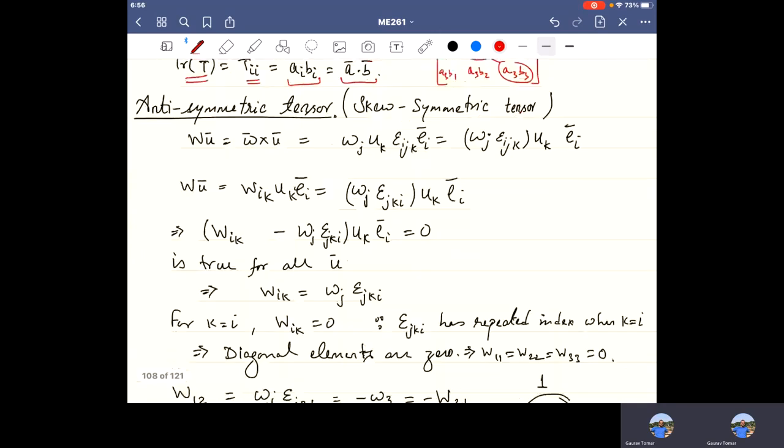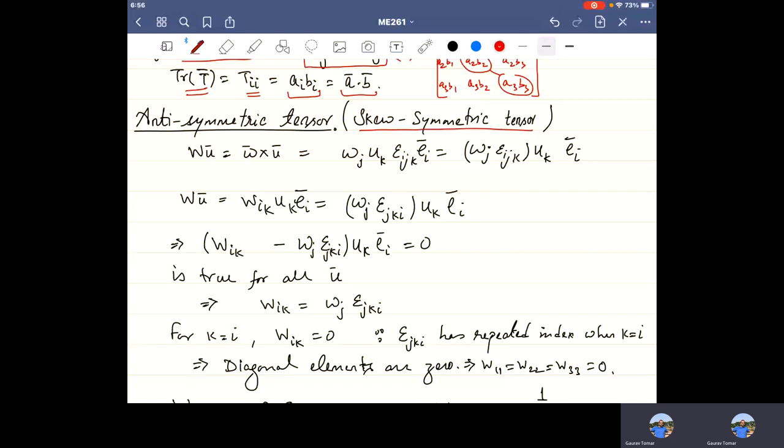Now let's look at anti-symmetric tensors. These are also known as skew symmetric tensors. To define such a tensor, we have a definition that W transpose should be equal to minus W. That's the basic definition of an anti-symmetric tensor, correct?